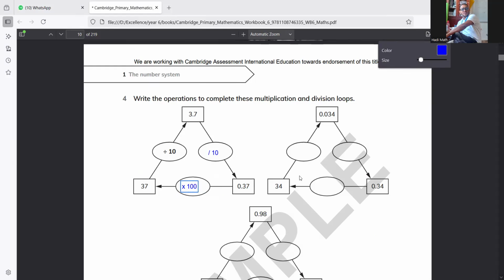Let's go to this question. They say 34 becomes 0.034. It was 34, a whole number. Then we count 1, 2, and we put a 0, and then we put the decimal point. And thus we put the decimal point after 3 digits. That means you divide by 1,000.